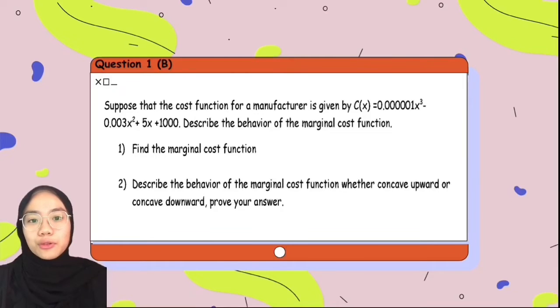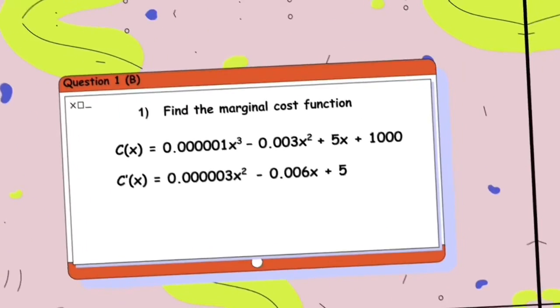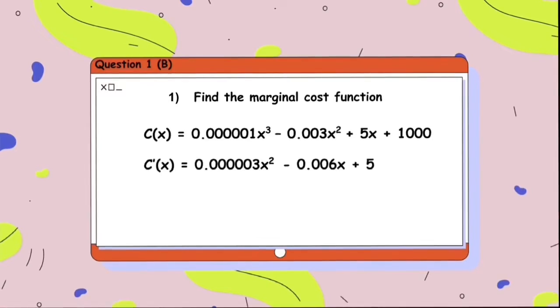For B1, we have to find the marginal cost function, while for question B, describe the behavior of the marginal cost function, whether concave upward or concave downward, and we have to prove it. In this question, we want to find the marginal cost and how to interpret it. Question B1 asks to find the marginal cost function.